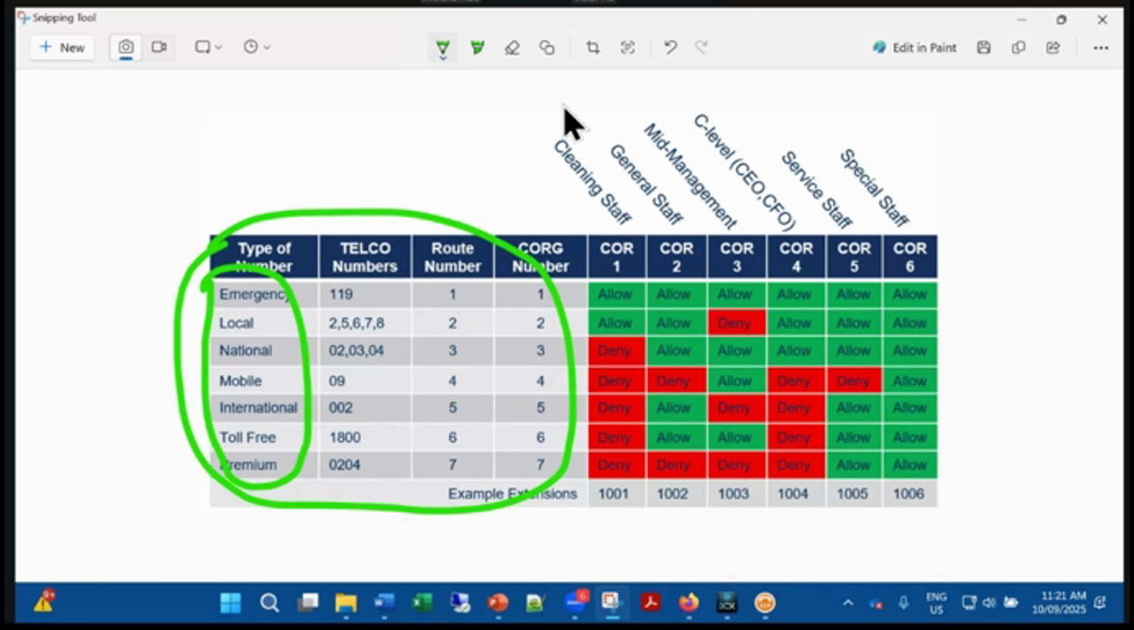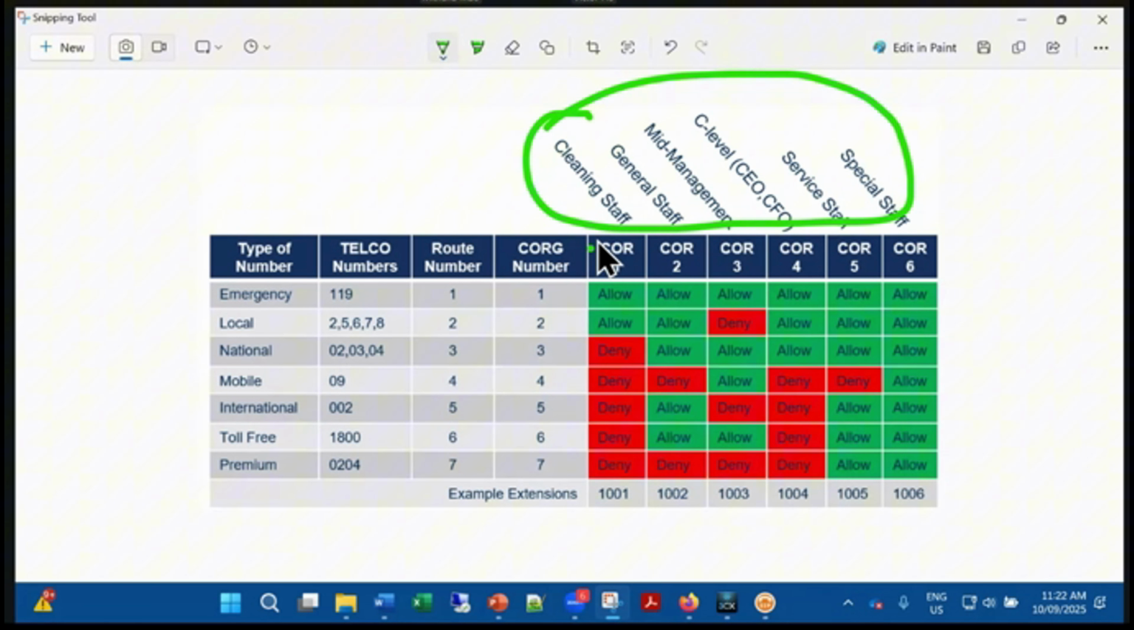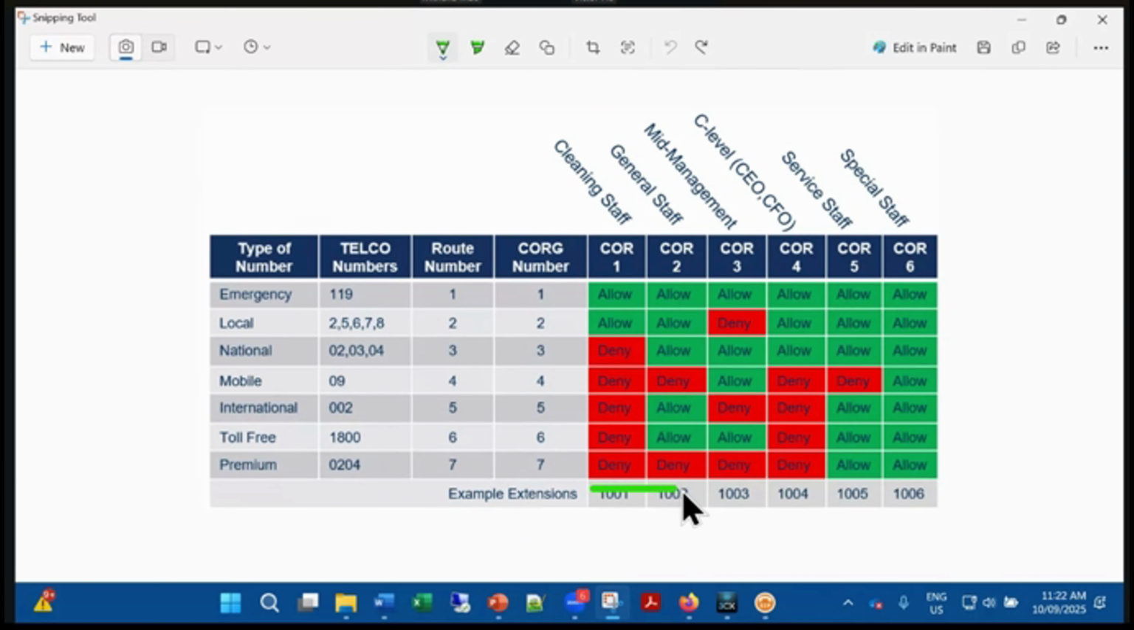The second part is you must know your different types of users. Okay? So each of your different types of users gets its own core number. See there? Its own core number. And then I also suggest you write down an example extension for each of these different types of users.